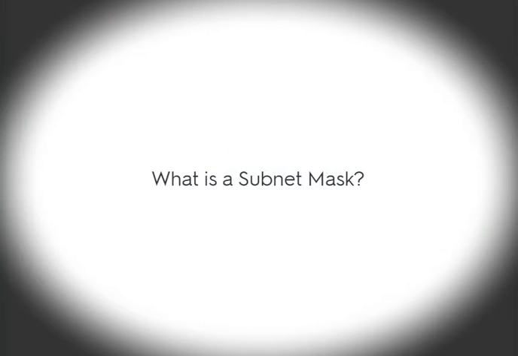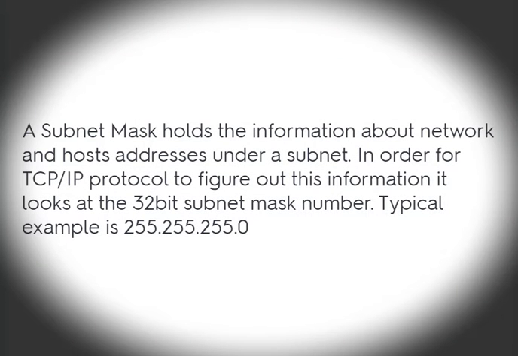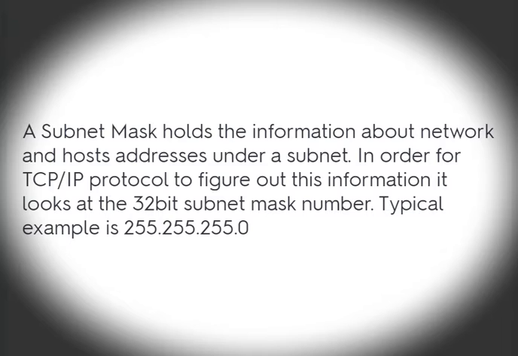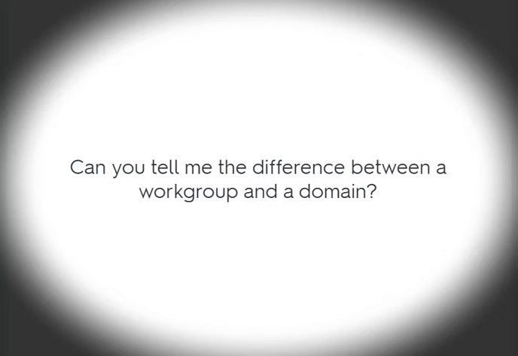What is a subnet mask? A subnet mask holds the information about network and hosts addresses under a subnet. In order for TCP/IP protocol to figure out this information, it looks at the 32-bit subnet mask number. Typical example is 255.255.255.0.